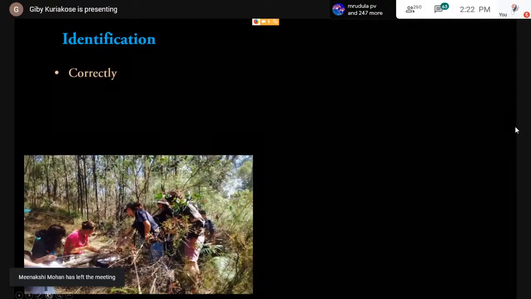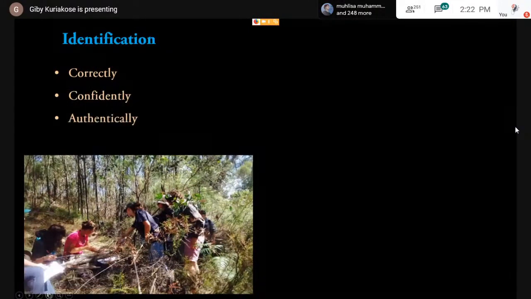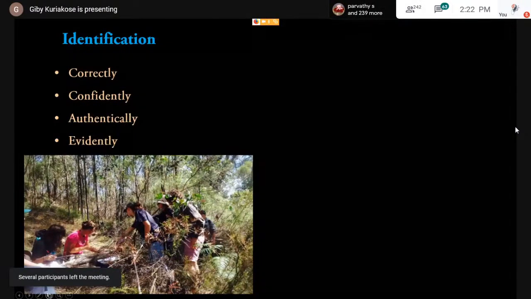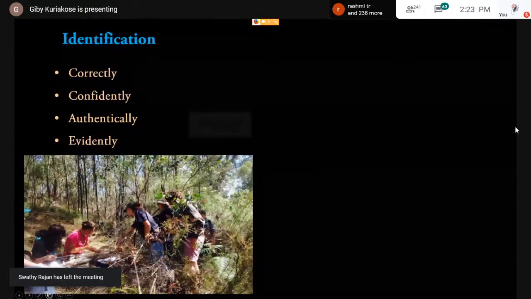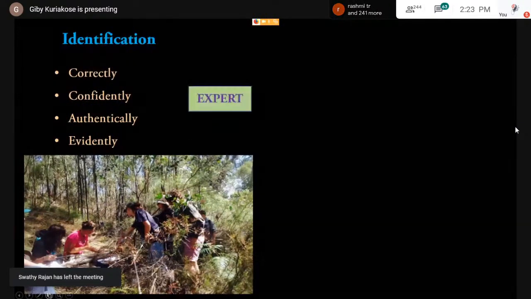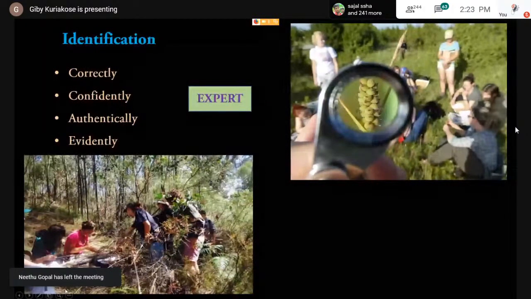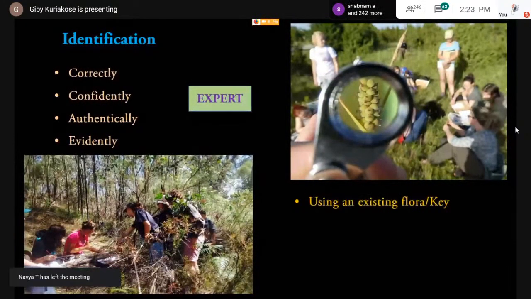Okay, so how should you identify? You have to identify a plant correctly. You have to identify a plant with confidence, and you have to identify a plant with authenticity. Then evidently, you have to have some evidence with which you have identified a particular plant as species A, B, or C. Then you become an expert. Okay, so fieldwork is an unavoidable factor for identification of plants.